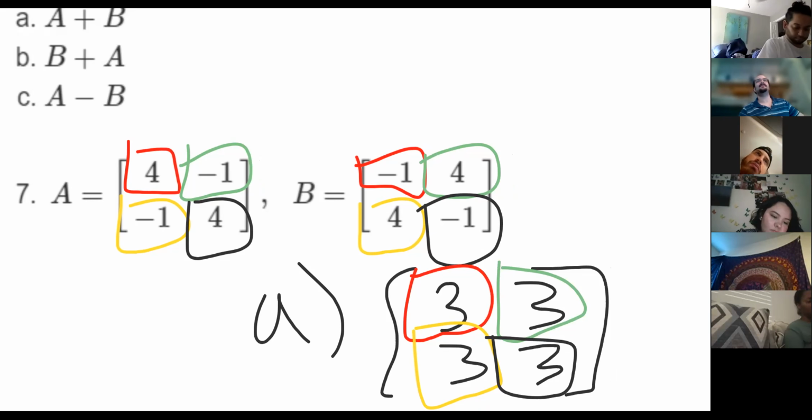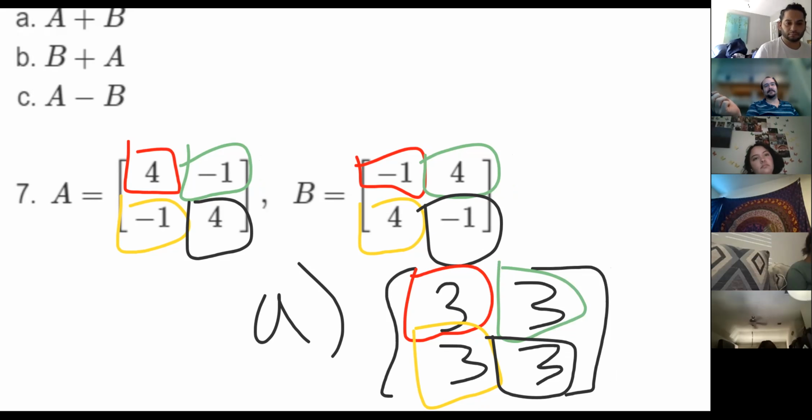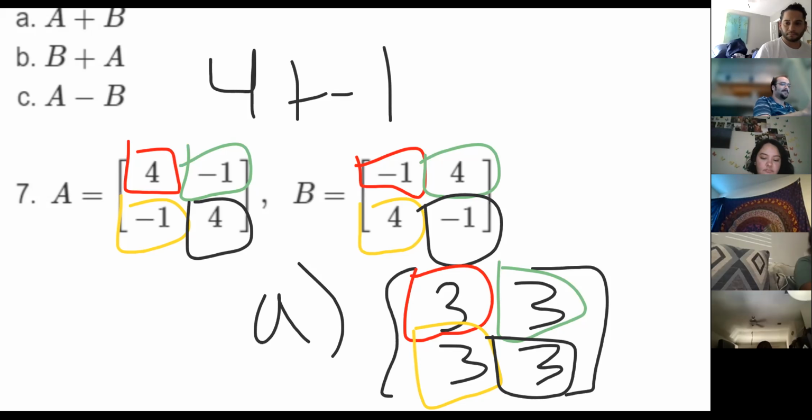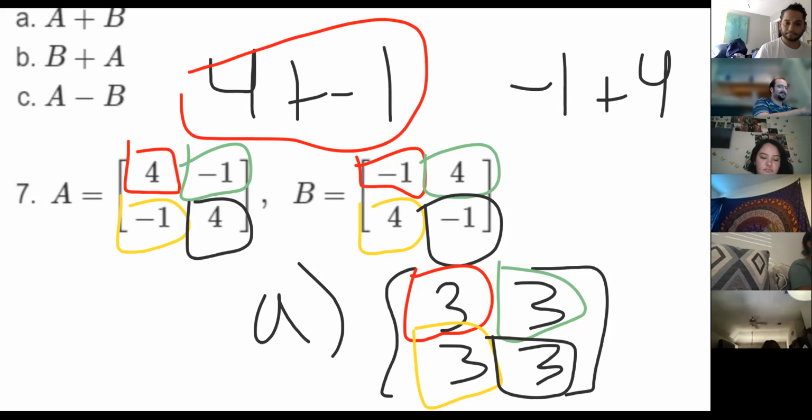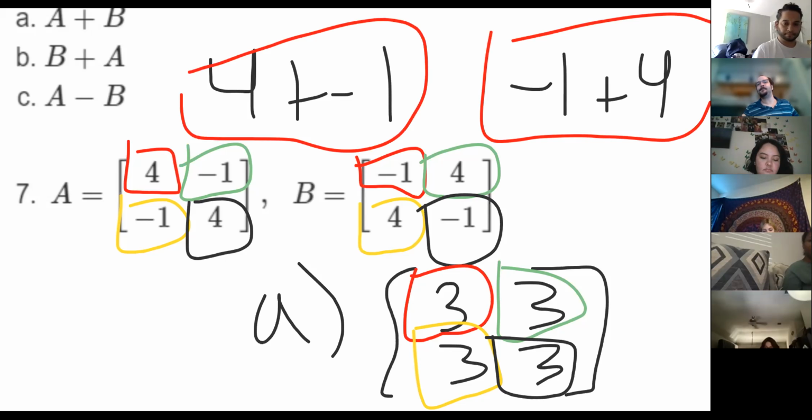Questions about how to add? So if we do B plus A, or if we swap them around and we do the B first, how does it differ? It doesn't really. Maybe that's a bit of a trick question because it doesn't. Whether we do that one first or that one first, we're still adding those same entries. Whether we do 4 plus a -1, or if we do the B first, we would be doing -1 + 4 for that first red entry, right? So flipping them around when we add them doesn't change them.